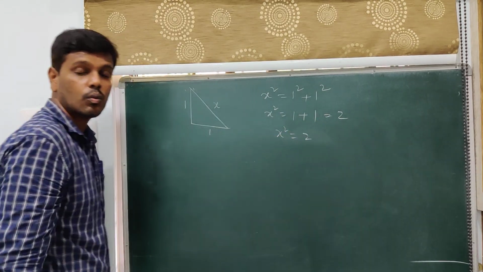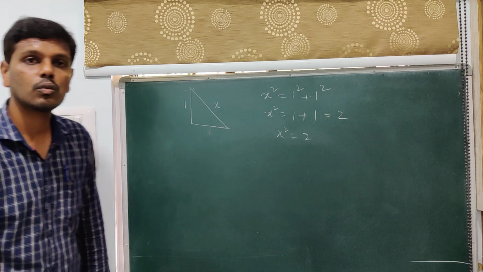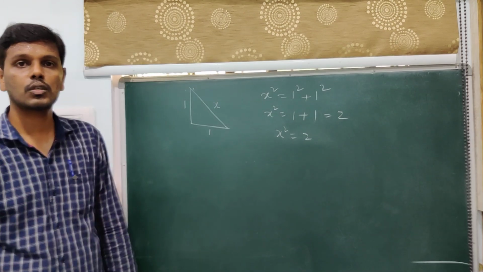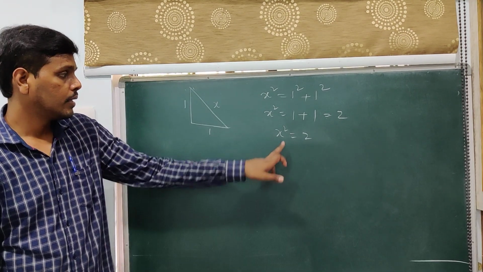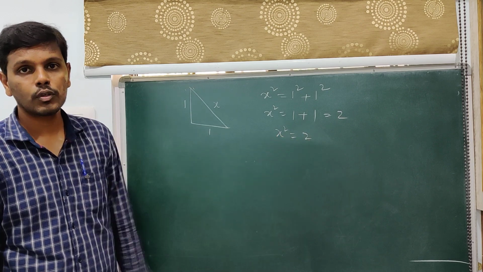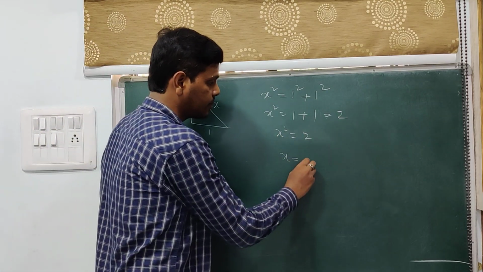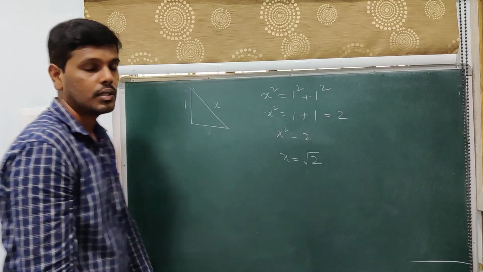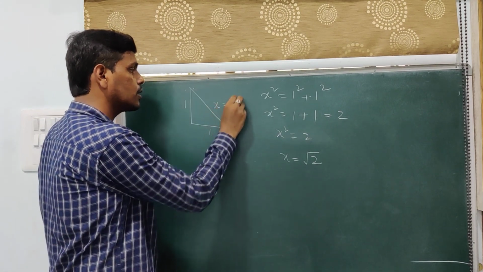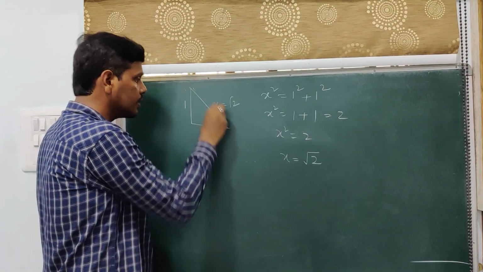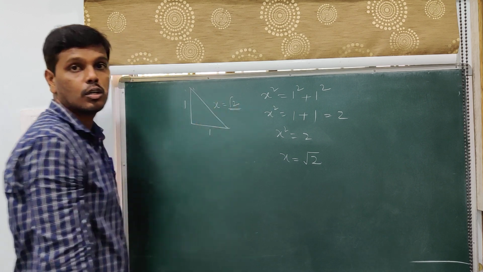Now x square is equal to 2, what is x called? Which we have discussed in square roots and cube roots. Now x is called the square root of 2 and we represent this x as root 2. In other words, this x is equal to root 2, which means that this length is equivalent to root 2.